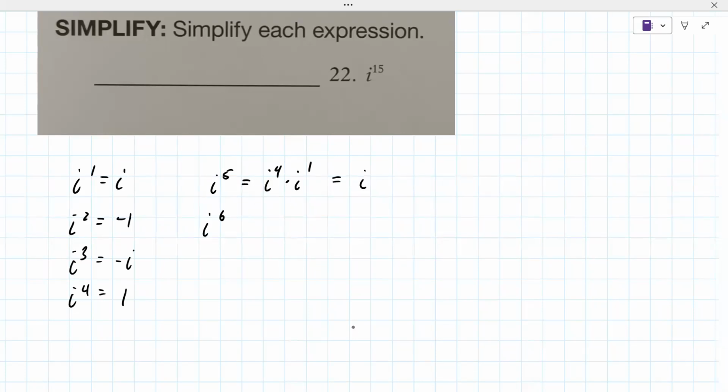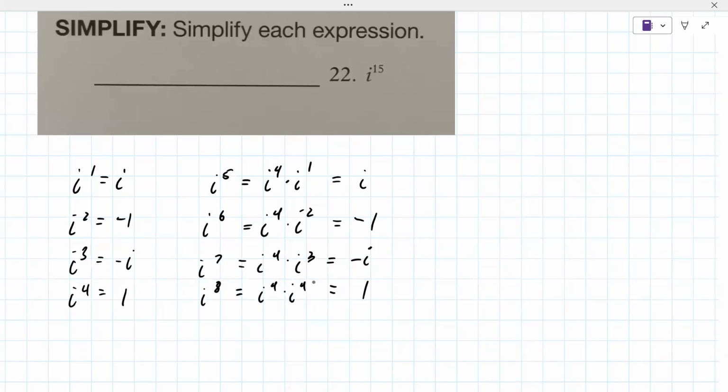Now i to the power of 6. That's i to the power of 4 times i squared. We just said that i to the power of 4 is 1. What is i to the power of 2? That'd be -1. i to the 7th is i to the 4th times i cubed. i to the 4th is 1, i cubed is -i. i to the 8th is i to the 4th times i to the 4th, which is 1 times 1, which is 1.